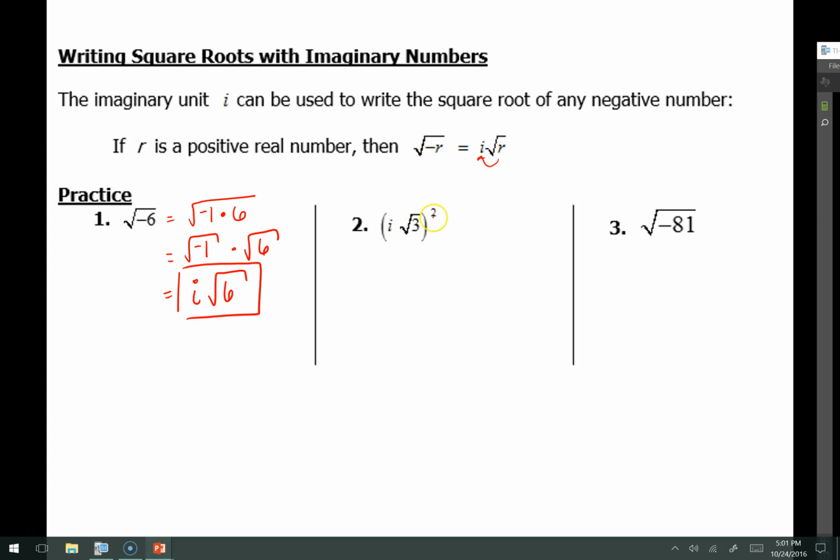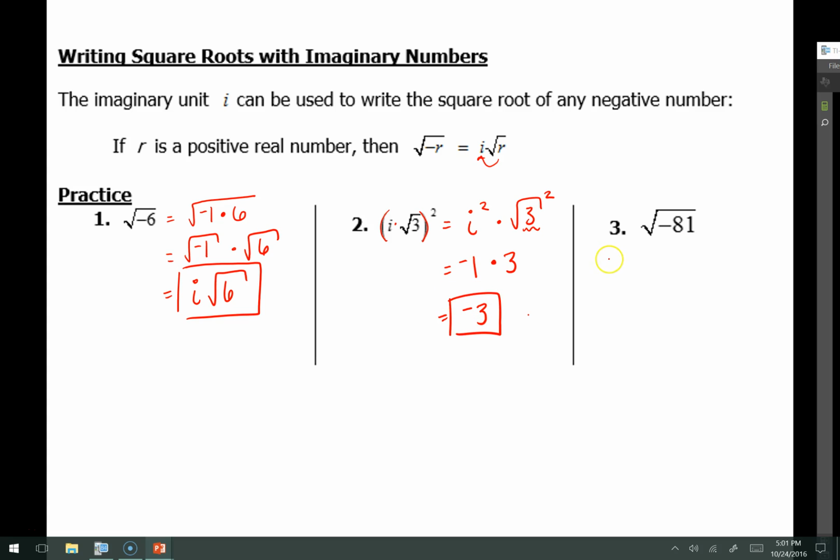Now in this next one, you have a power. You have two things that are being multiplied together: i times the square root of 3, all raised to the second power. So that's the same thing as i squared times the square root of 3 squared. Recall from a moment ago that i squared is equal to -1. So I'm going to rewrite that as -1, and then any square root that's squared leaves you just with the radicand, which is 3. So I have for my final answer -1 times 3, which is -3.